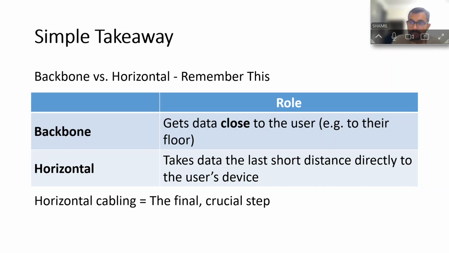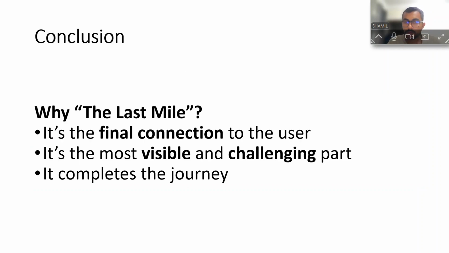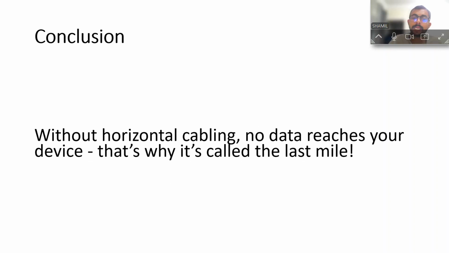The horizontal cabling is considered to be the final crucial step. As a conclusion, the last mile is termed as the final connection to the user. It is the most visible and challenging part. It completes the journey. Without horizontal cabling, no data will reach your device, and that's why horizontal cabling is called the last mile.